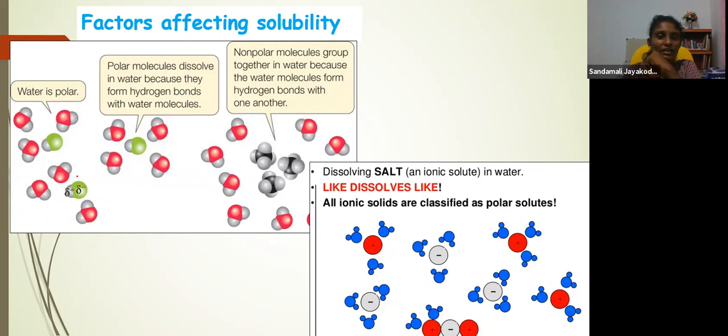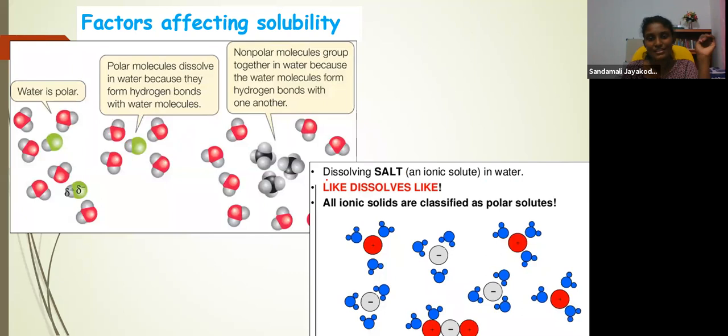The molecule's name isn't given; there is just some molecule. It has delta plus and delta minus charges. The plus charges are attracted towards the oxygen atom in a water molecule, and the minus charges are attracted to the plus charges on the hydrogen atoms in a water molecule. In that way, they are going to be dissolved.